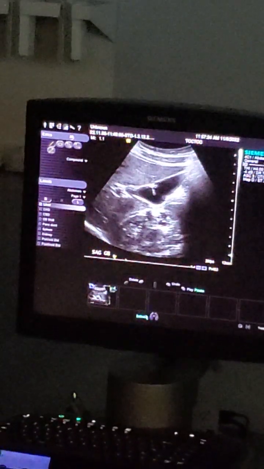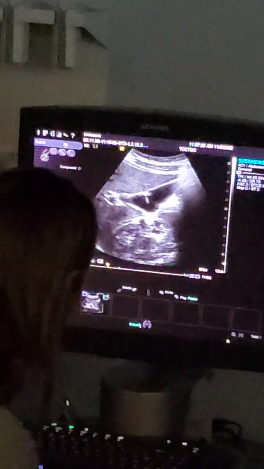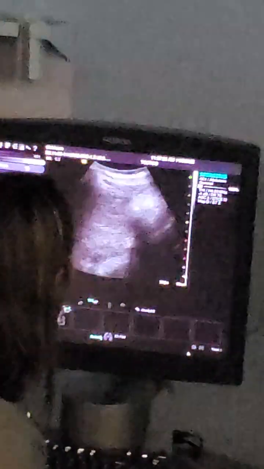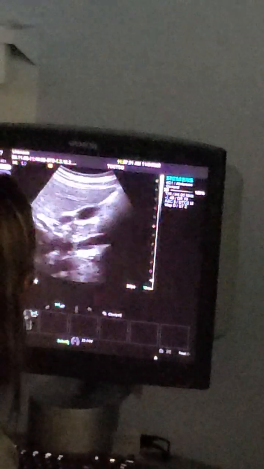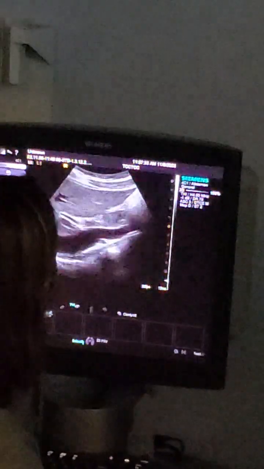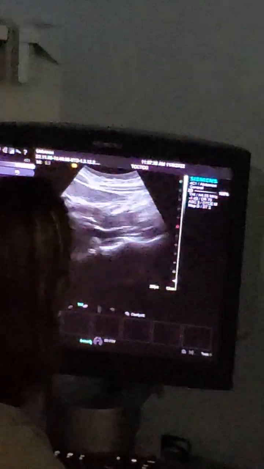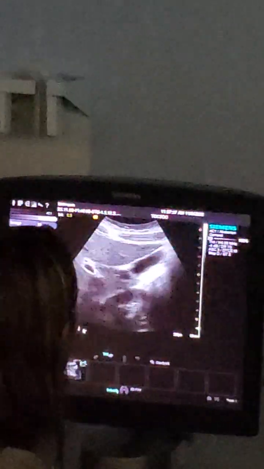Now, let's measure this thing. How are we going to measure this thing? What are we going to do? What are we measuring on this bad boy? Nobody knows. So we're going to do the wall, right?